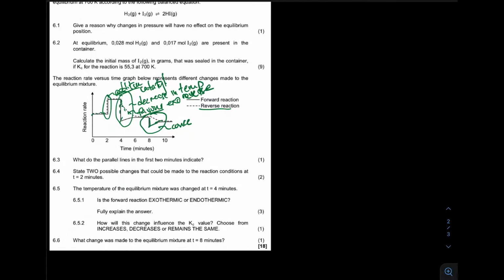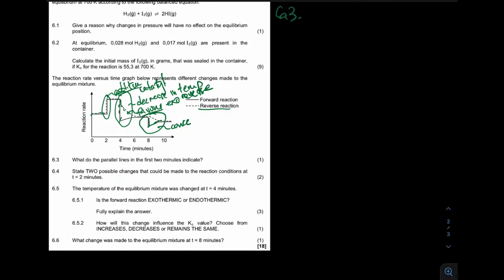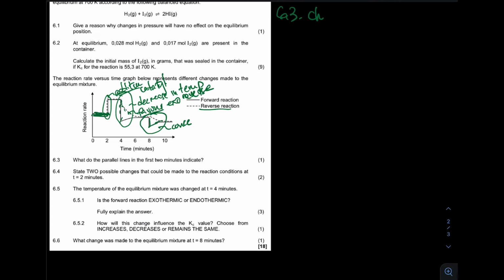Okay, let's look at question 6.3 now. It says, what do the parallel lines in the first 2 minutes indicate? These parallel lines in the first 2 minutes indicate that chemical equilibrium occurs there. In 6.3, you can say it indicates the rate of forward reaction is equal to the rate of reverse reaction.